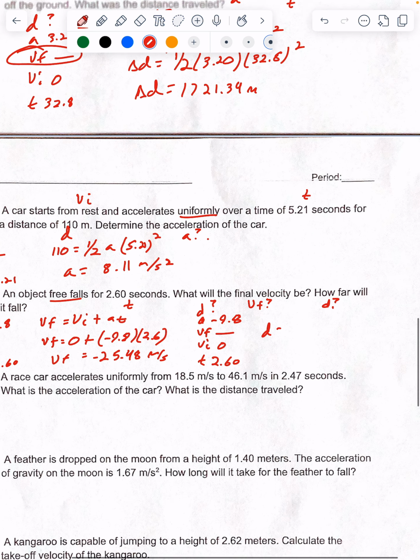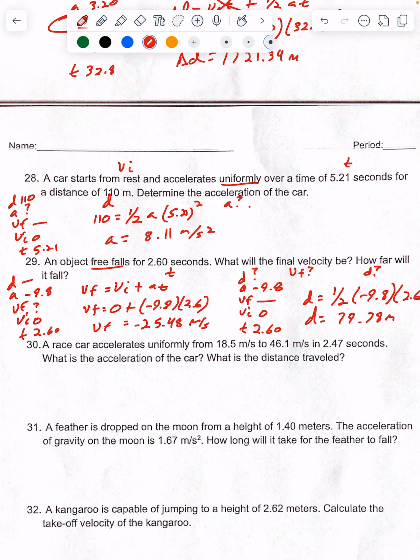So D equals VIT, so VI is 0, so there goes that again. So equals 1/2 A, which is negative 9.8. T is 2.6, and that is squared. So just solve for that, and you get 79.78 meters.